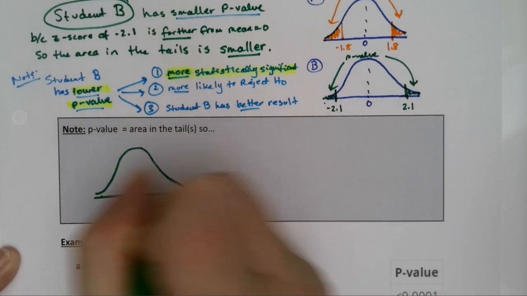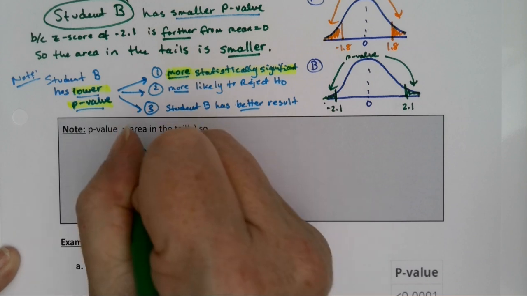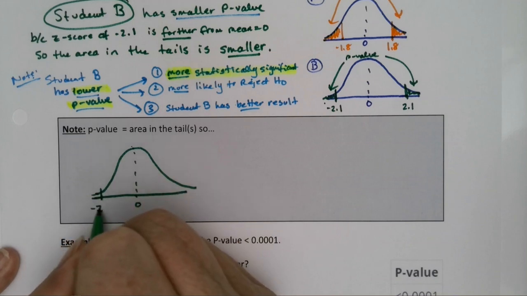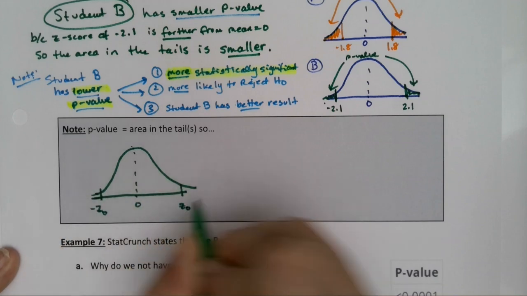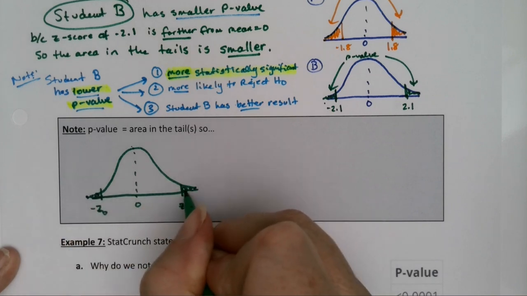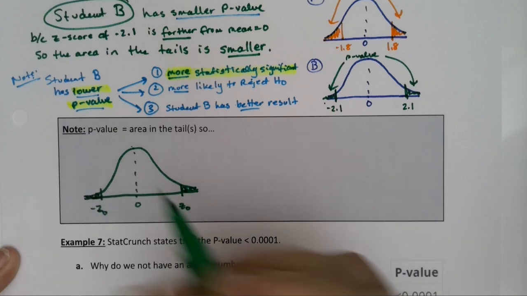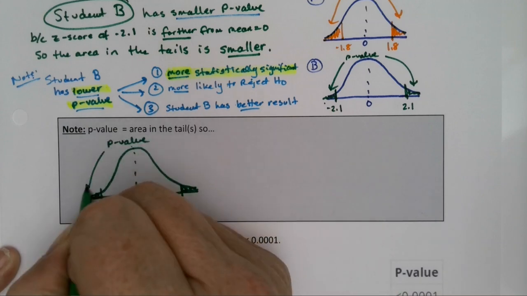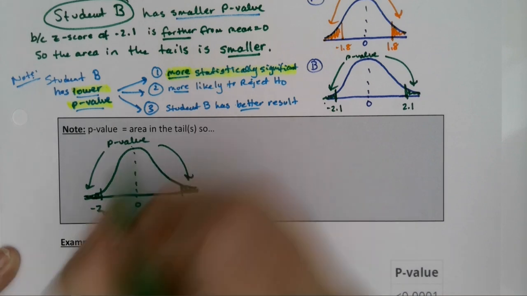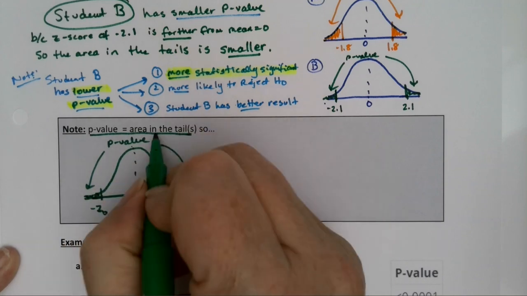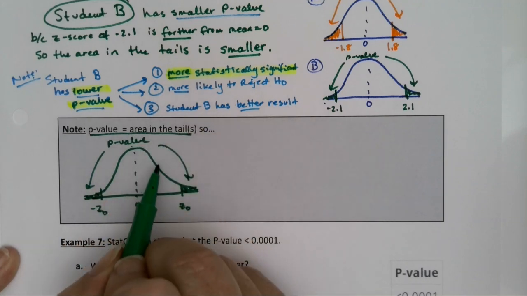So here's your normal curve. 0 is always in the middle. So you have your negative z0 over here, your positive z0 over here. It doesn't really matter if it's two-tailed or not, but the two-tailed picture is the easier one to imagine. Your p-value is the area in both of those tails. All right, so the p-value is that area in those tails.